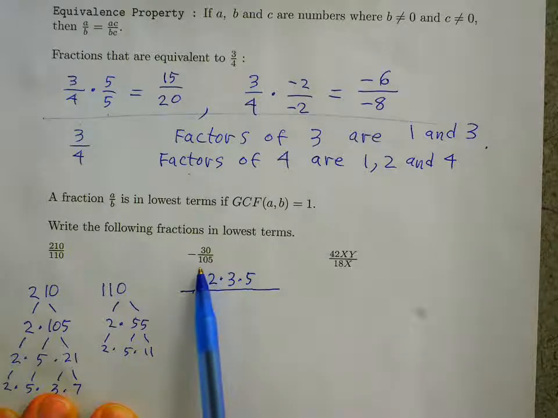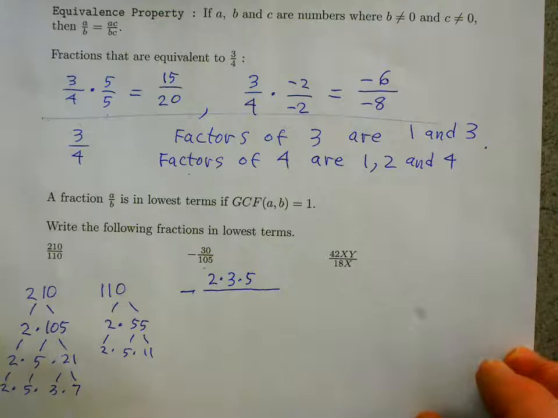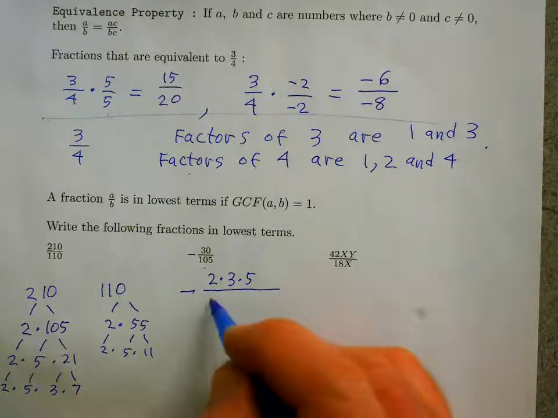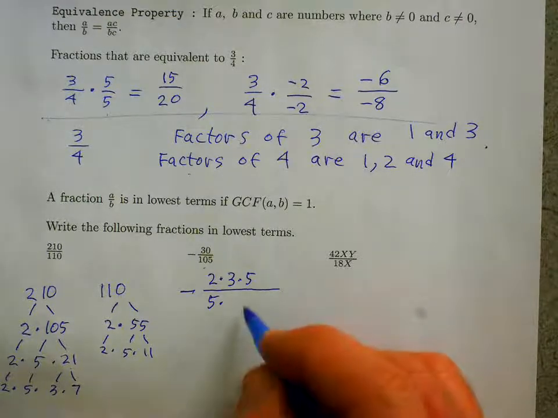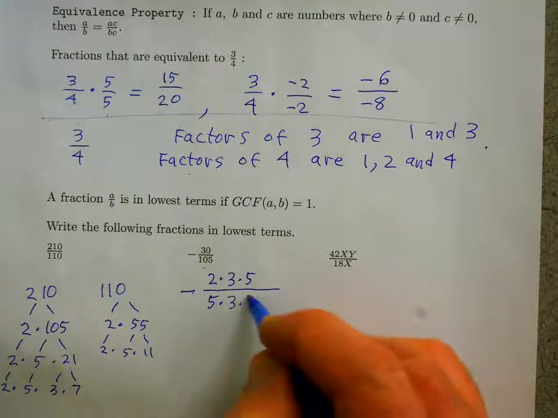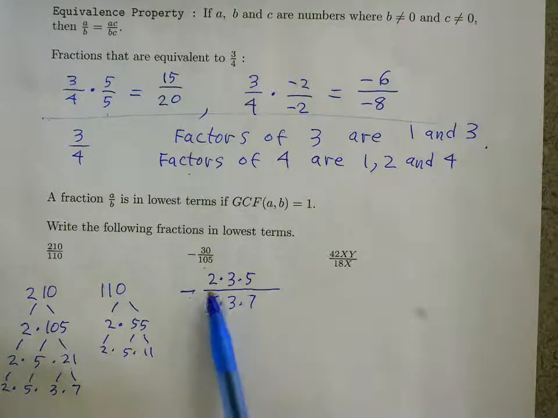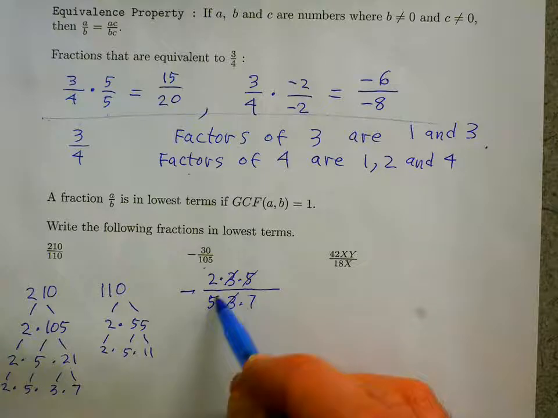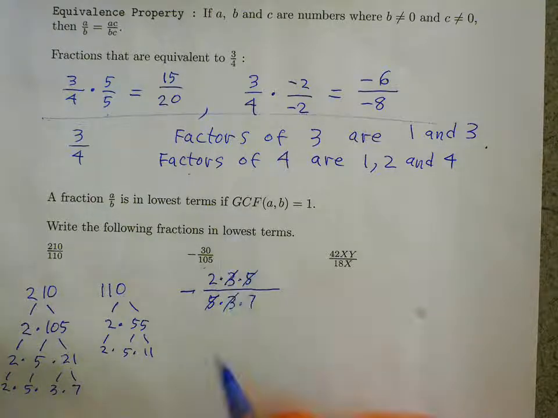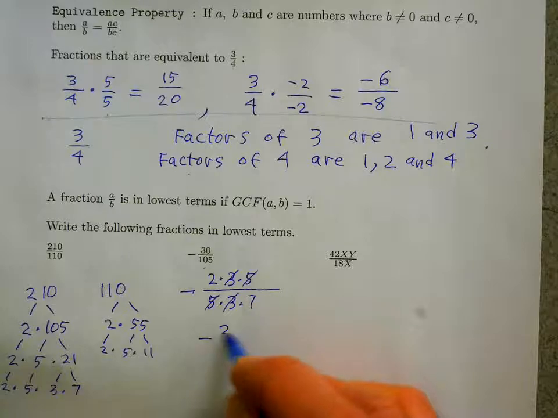In the denominator, 105, 5 goes into 105 21 times. 5 is a prime number. And then 21 is 3 times 7. Now that both the numerator and denominator are completely prime factored, we look for common factors that cancel. 3 divided by 3 is 1, and 5 divided by 5 is 1. And so in lowest terms, we get negative 2/7.